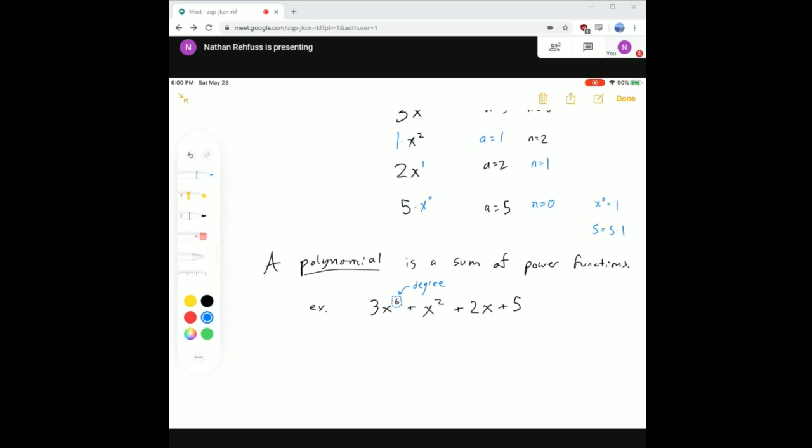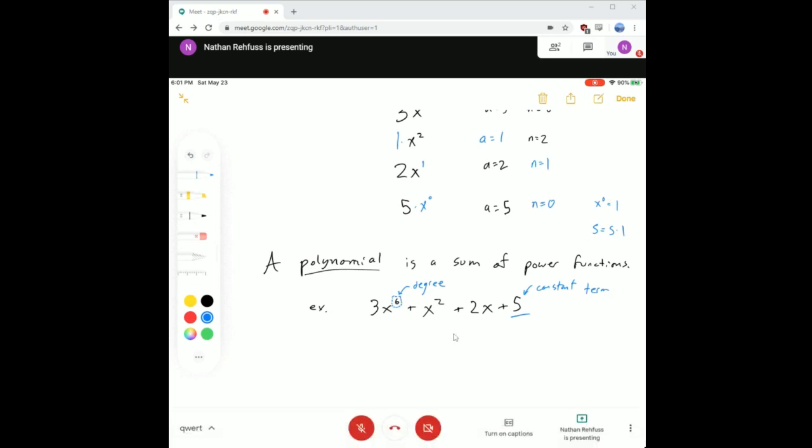If you have a term with no power of x, that's called the constant term. So these are going to be the most important parts of the polynomial. The constant term is useful because if I plug in different values of x, like if I go from x equals 1 to x equals 2, this first term will go from 3 to 192. This next term will go from 1 to 4, and this term will go from 2 to 4. So all of these terms changed value, but whether x is 1 or 2 or a million, this is always worth 5. That's why it's called constant.